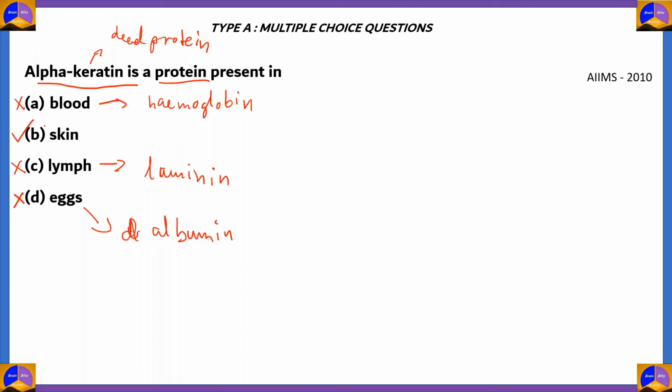The right answer is option B, skin. The outer layer of skin is composed of dead cells, which then shed off as dandruff, and that is made up of alpha-keratin. The protein alpha-keratin makes up the outer layers of the skin. So the right answer is option B.